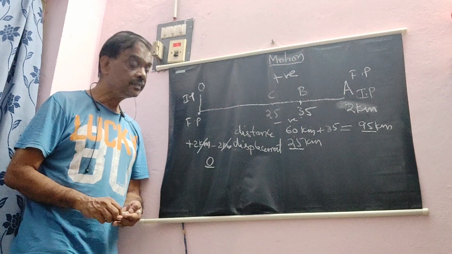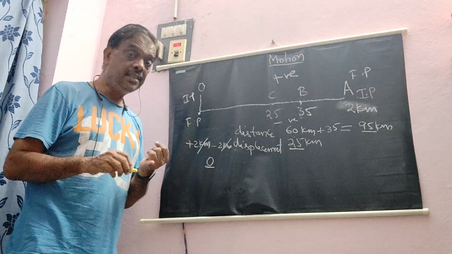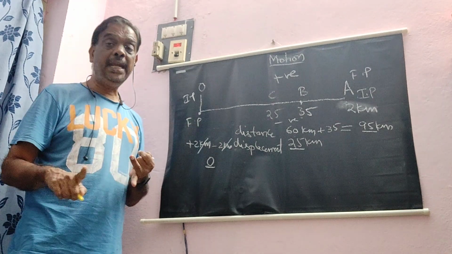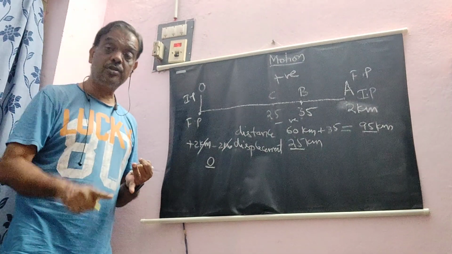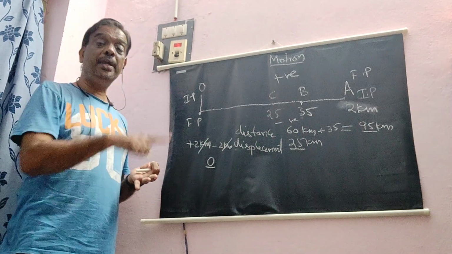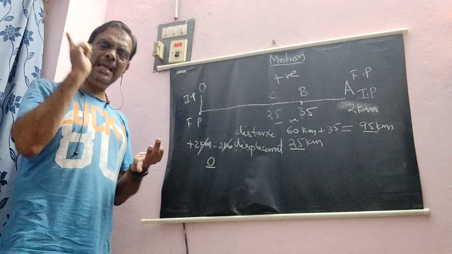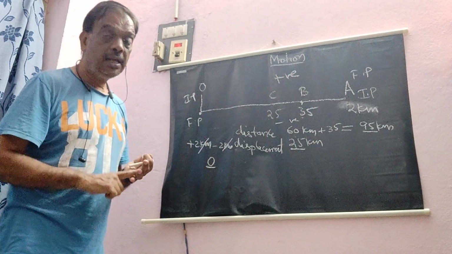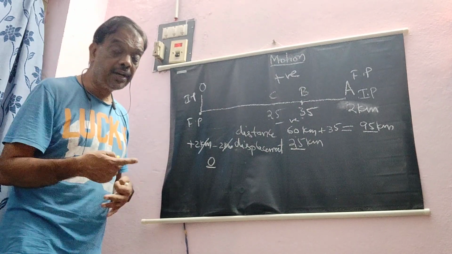One more thing. Distance for a moving object cannot be zero, cannot be negative. It is always positive. Displacement for a moving object can be zero, can be negative, can be positive. I hope you understood that. One more difference we'll try to know.